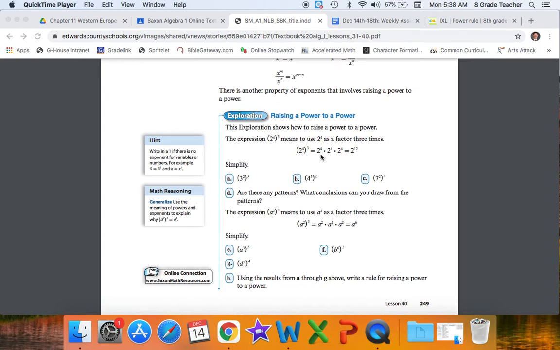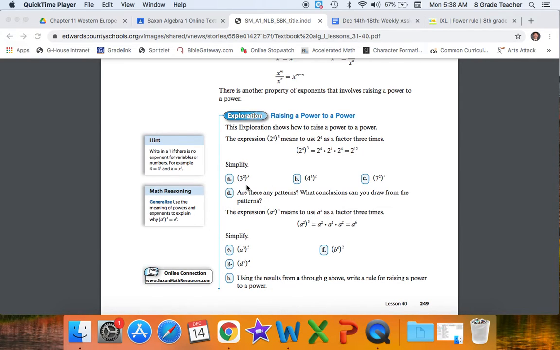So I have the same base here, which is 2, and then 4, 4, and 4. 4 plus 4 plus 4 is 12. I wonder if there's a shortcut for that. What's 3 times 4? Oh, 3 times 4 is 12, because repeated addition is the same thing as multiplication. So raising a power to a power means if I've got two exponents right next to each other, I multiply them and I keep the same base. So 3 times 4 is 12, so I get 2 to the 12th.